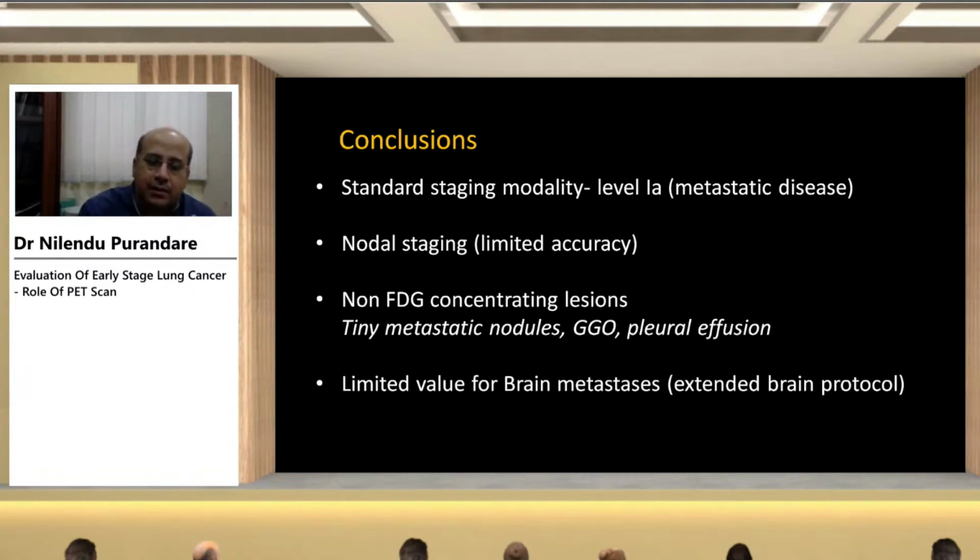And in these cases, we need to rely on the CT component of PET for actually characterizing. And PET has a limited value for brain metastases, but now as we are moving to extended brain protocol using PET-CT, where we acquire a contrast enhanced CT scan of the brain, we can detect more and more brain metastases using a PET-CT.